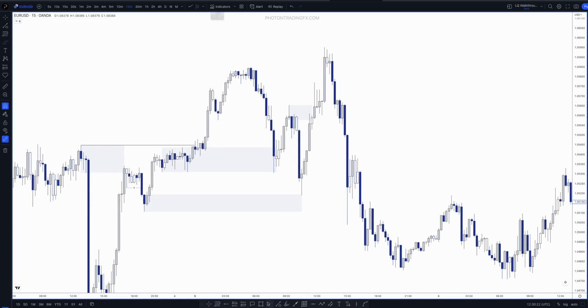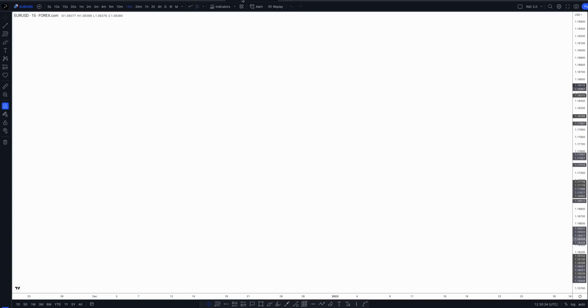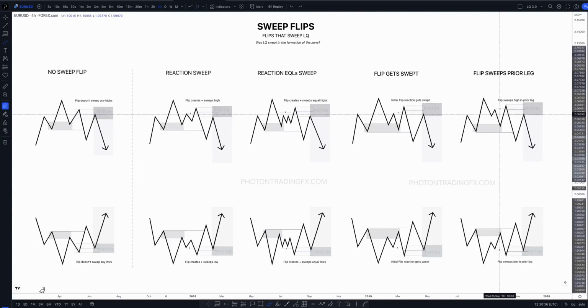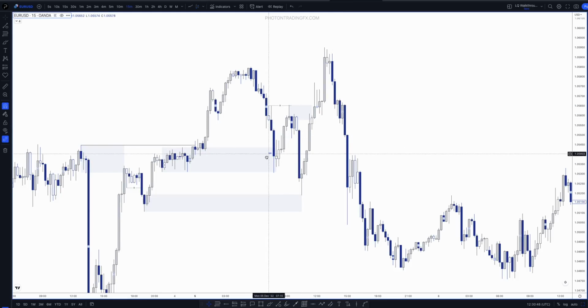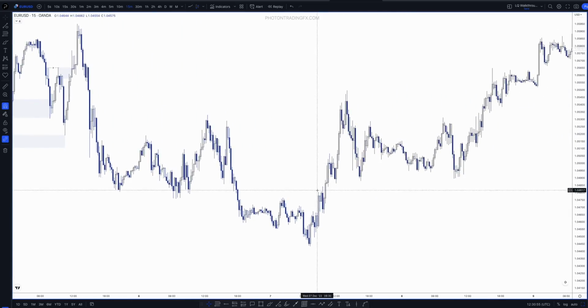But the reason why I wanted to talk about this example is because in that reaction, what did it do? It swept the liquidity behind a structural high in the previous leg, okay? So this is an example of this one here, where it sweeps, right? We react from demand, we come up and sweep a high in the previous leg, right? We never actually put in the true high, and then we come down, okay? So that would be that example where the flip sweeps the prior leg, right here. So that was a nice example of that. All right, let's just look at one or two more examples and then we'll start to wrap it up.